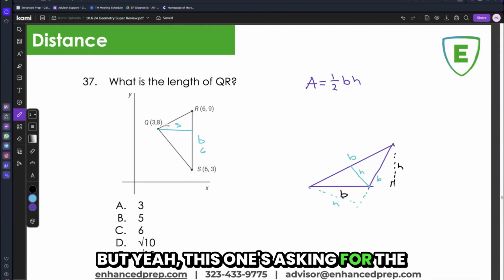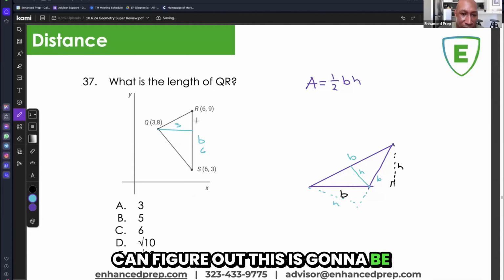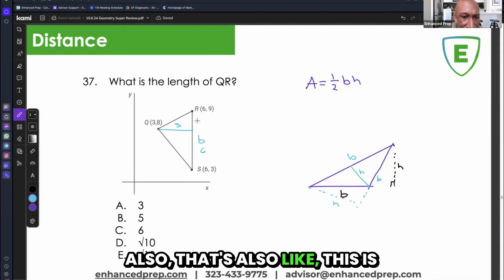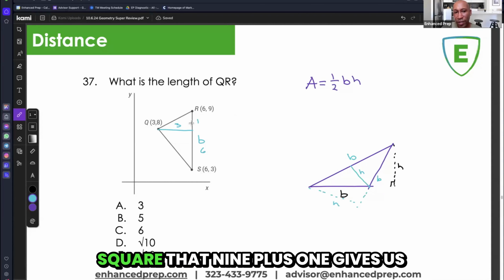But yeah, this one's asking for the length of this. We know that this is going to be 3. And then we can figure out this is also, wait, this is 1. So we can do those, and then we can square that.